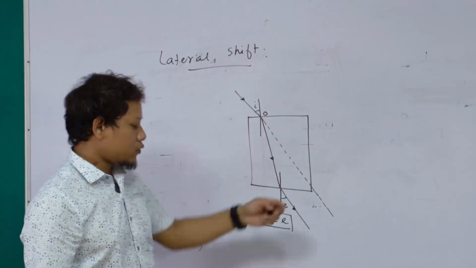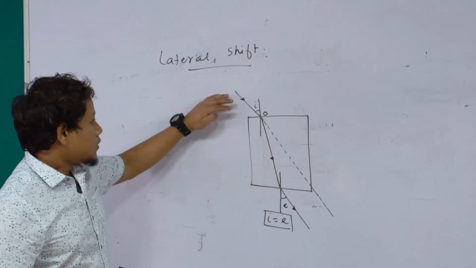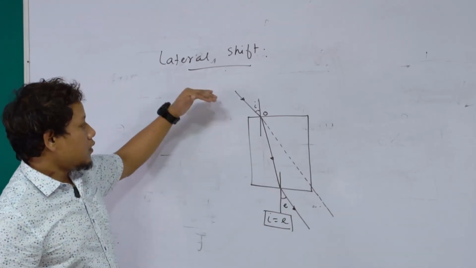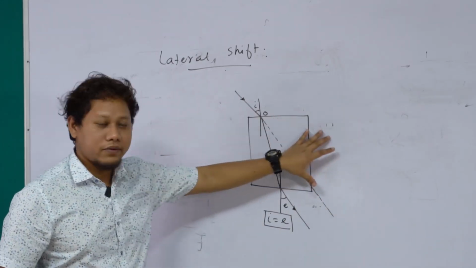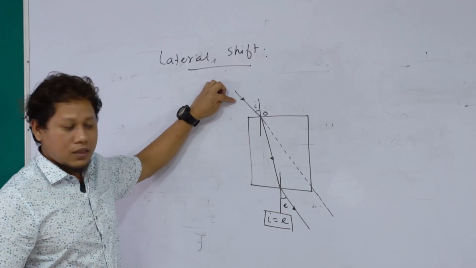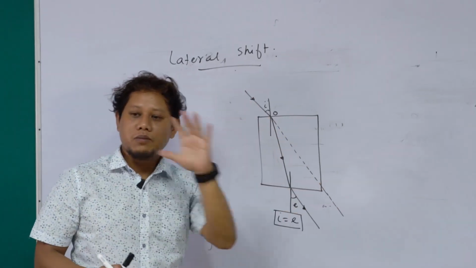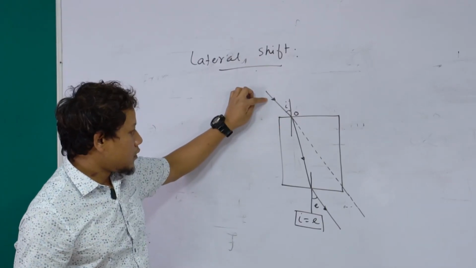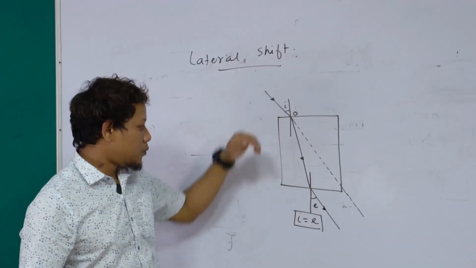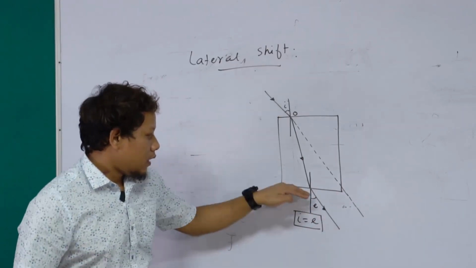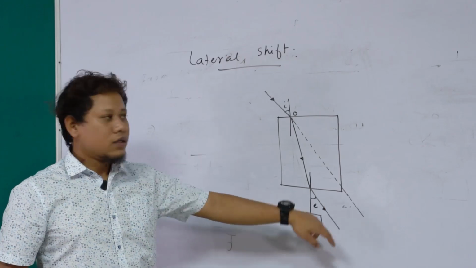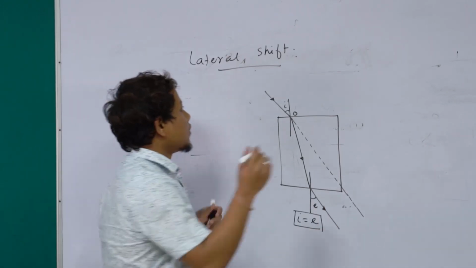Why am I drawing this one? Because this is the actual direction of the ray of light. If we had not placed this glass slab, the ray of light was supposed to travel in this direction. But because of the glass slab, the ray of light shifts or displaces its path and emerges in this particular direction. So what is lateral shift?